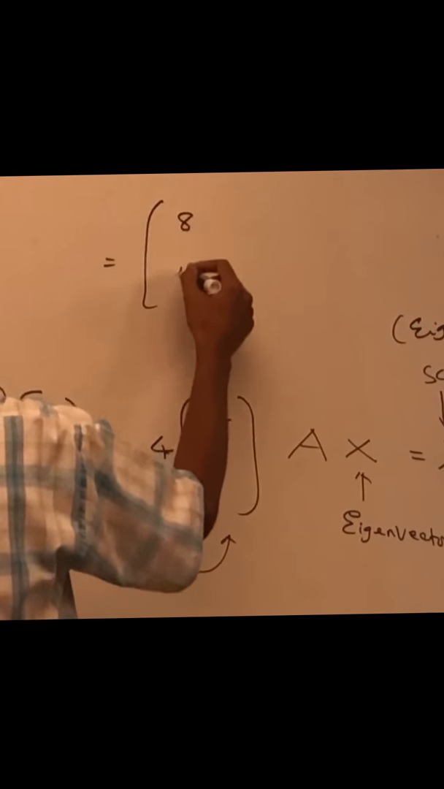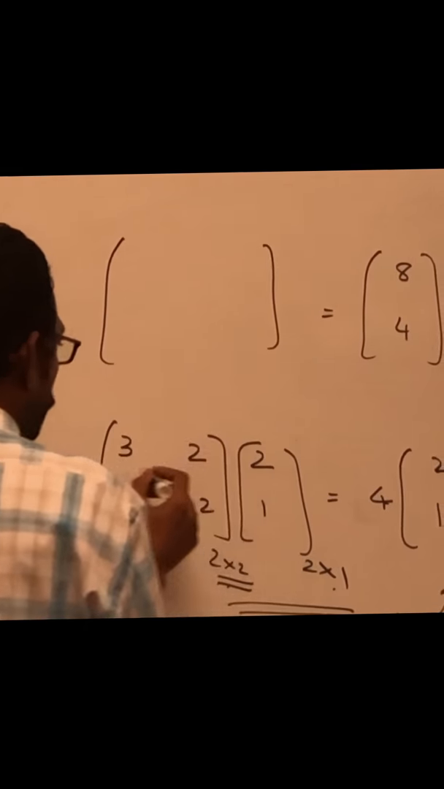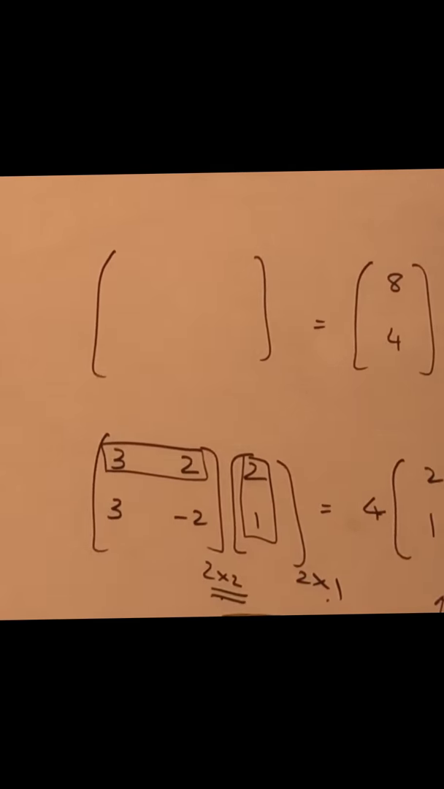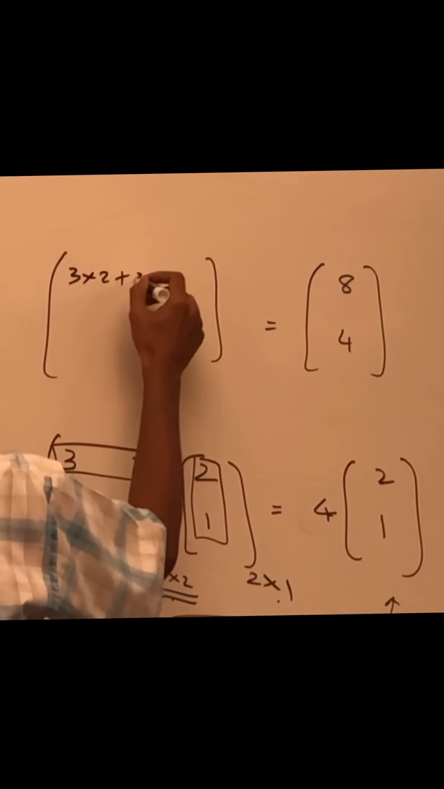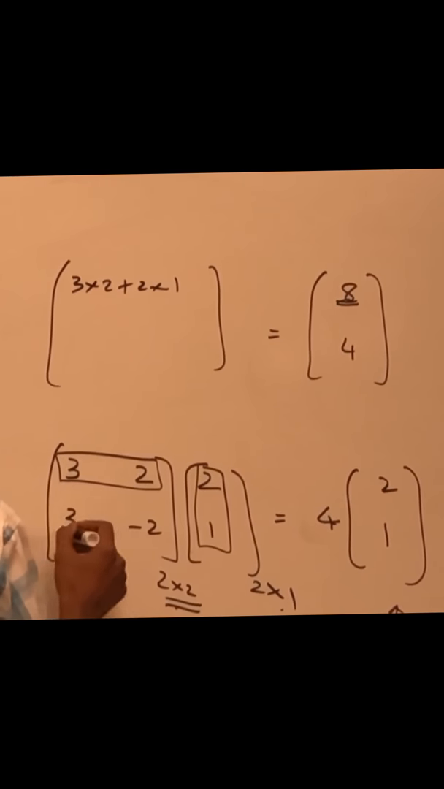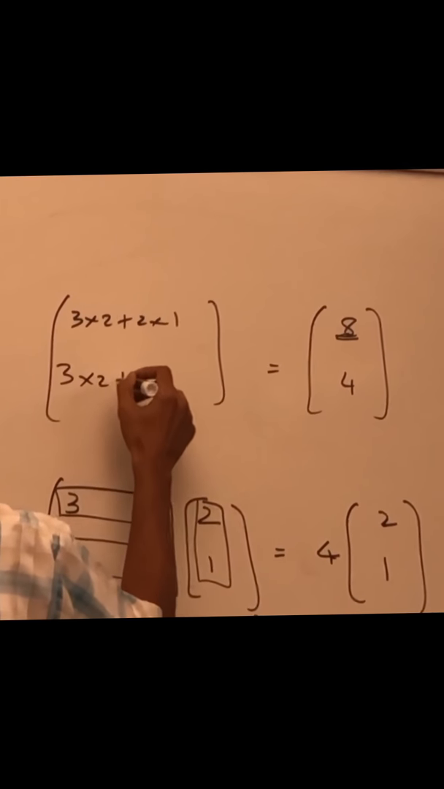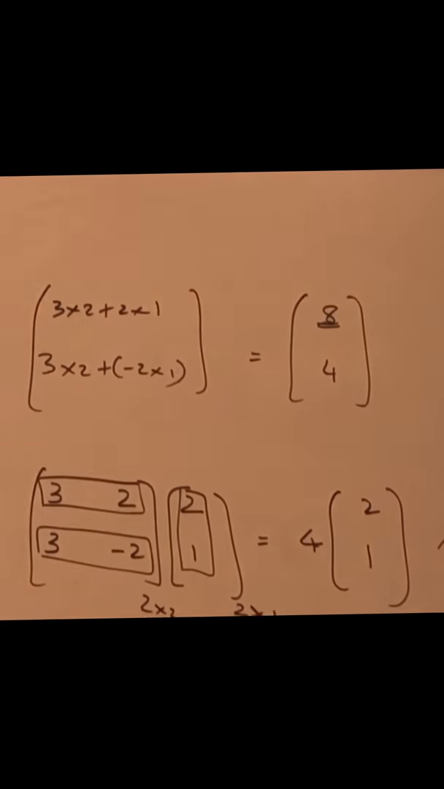Now what is the left hand side? To get the left hand side you have to do the multiplication. So let us do that. This row multiplied by this column: 3 times 2 plus 2 times 1 is 8, right? What is the second row, first column? 3 times 2 plus negative 2 times 1 is going to be 4. So you see here the left hand side is 8, 4, the same as the right hand side.